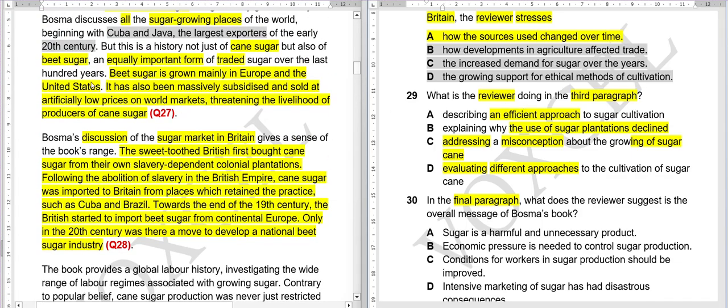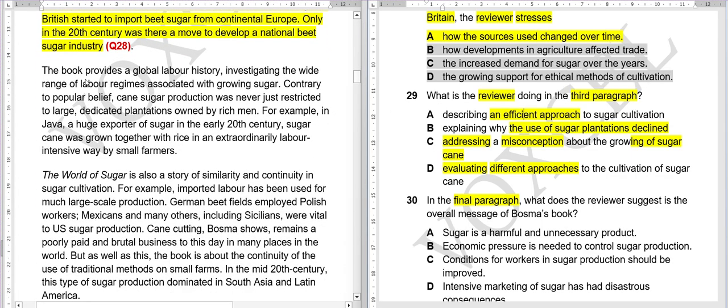Let's read the third paragraph. So, one, two, three. This is the third paragraph. The book provides a global labor history, investigating the wide range of labor regimes associated with growing sugar. Okay, so now they're talking about what the book is discussing. Contrary to popular belief, cane sugar production was never just restricted to large dedicated plantations owned by rich men. So they're saying that, contrary to popular belief, it was not just rich men. Maybe what it means is that poor people also grew sugar, something like that.